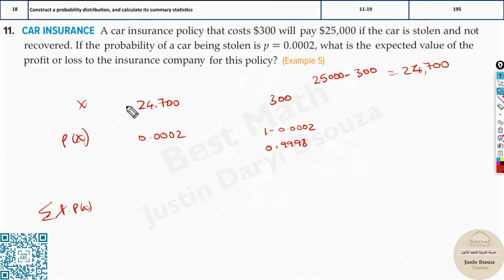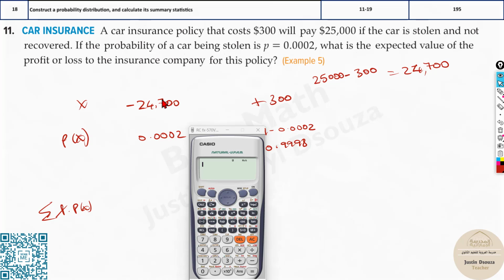Now, when it's a loss, we indicate it by a minus sign, because they're losing this money. Whereas gain is considered positive. We just sum them up. We can directly do it in the calculator. So minus 24,700 multiplied by 0.0002, and then add it to 300 times 0.9998. So what's the answer? It's $295, so it's positive.